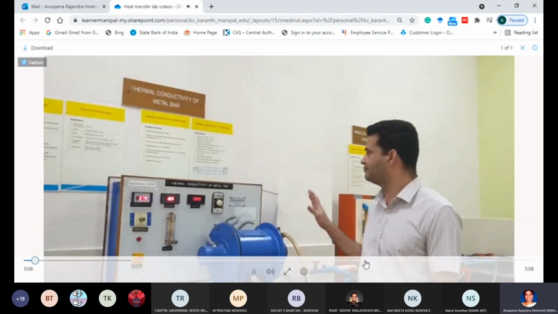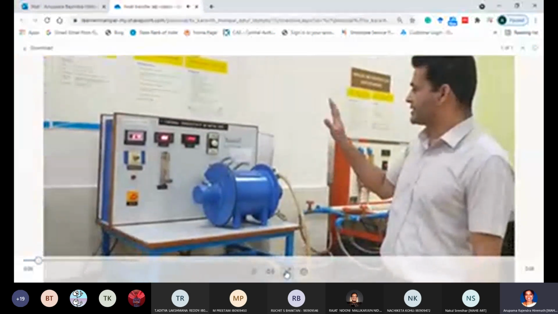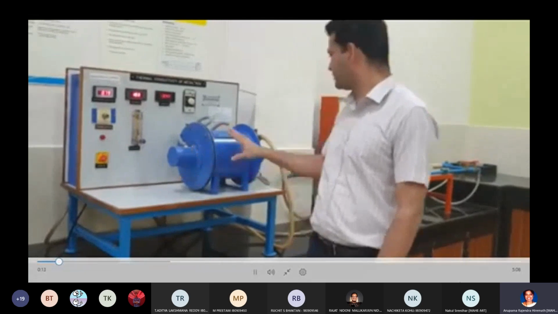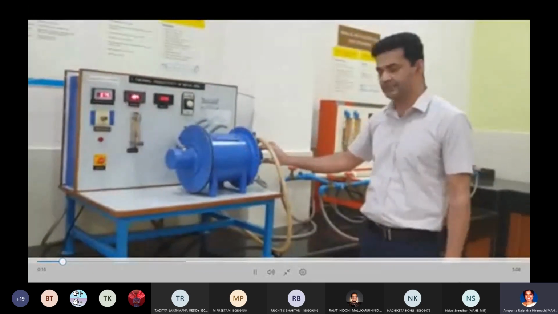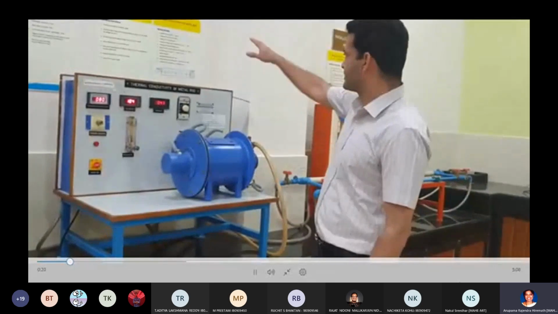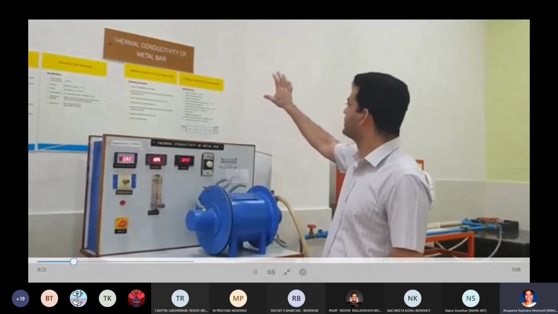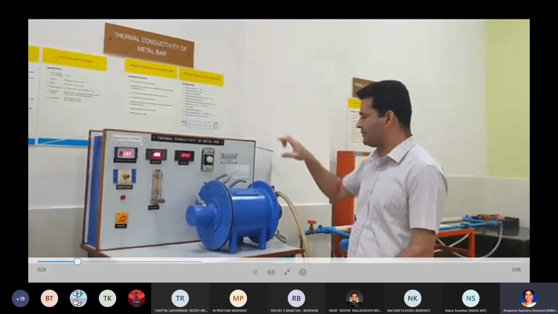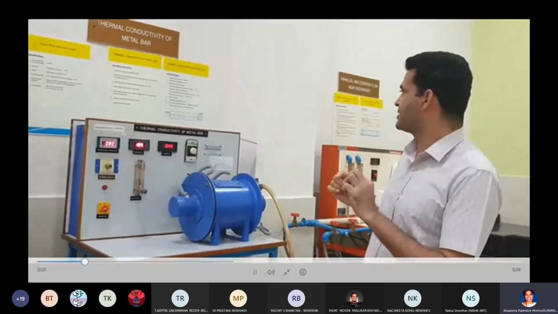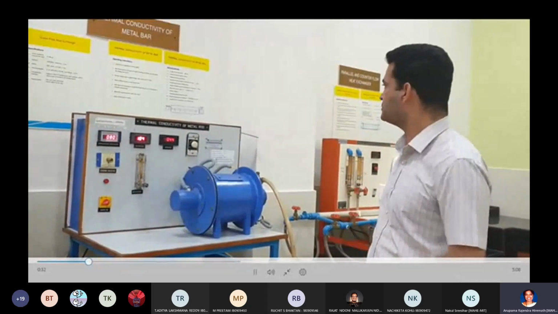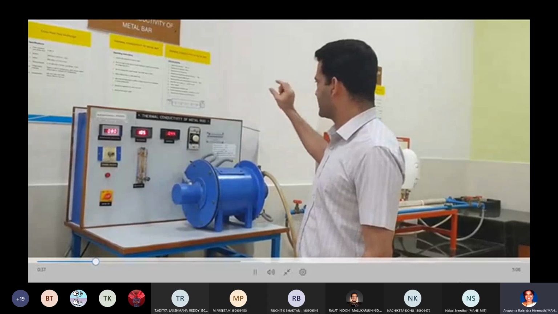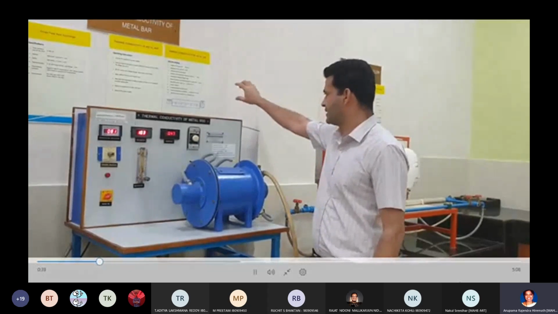The setup is for measuring the thermal conductivity of a metal rod. So in the setup you can see the heating section here, the test section, and then the cooling section on the other side. You can see the specifications of the test setup. We have a metal rod 400 millimeter long and its diameter is 20 millimeter. The material of that rod is aluminum.